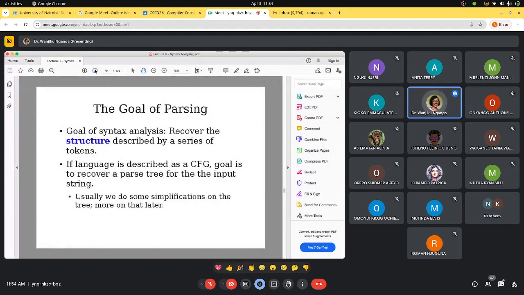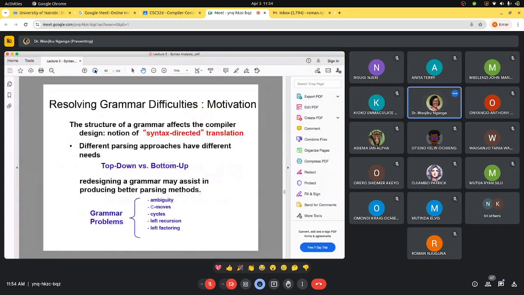So because we are describing our language as a CFG, the goal of parsing is to recover that parse tree for the input stream that came from the source language. Now, the biggest challenge we face as we deal with our parsers comes from the way we define our grammars. There are many types of inherent challenges in CFGs that can complicate the parsing process, and we must understand these challenges and address them before we attempt to build the parser.